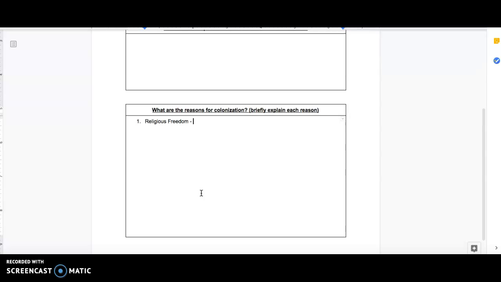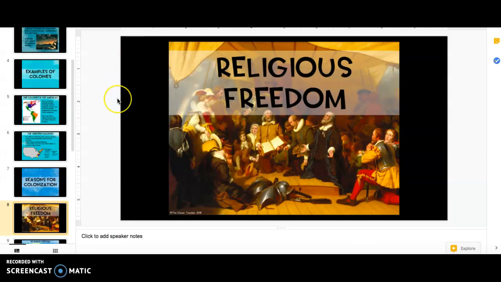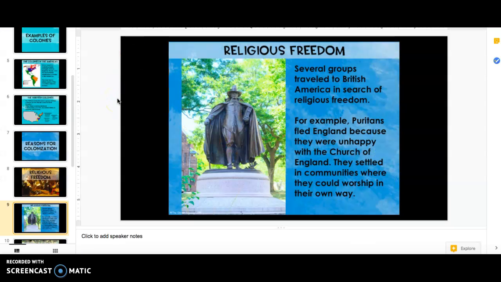Now you're not done quite yet because I've asked you to briefly explain the reason why people left Great Britain, came over to North America for religious freedom. Boom. There's our brief explanation right there. Several groups left Great Britain to come to America in search of religious freedom. They're being punished for their religious beliefs. They're being forced to believe in religions that they may have not wanted to believe in.